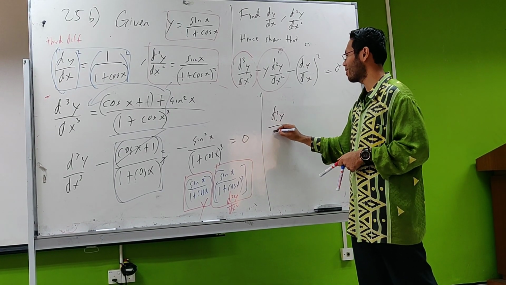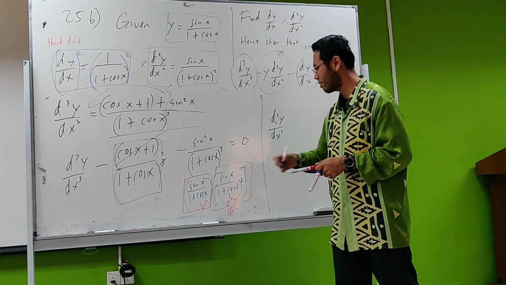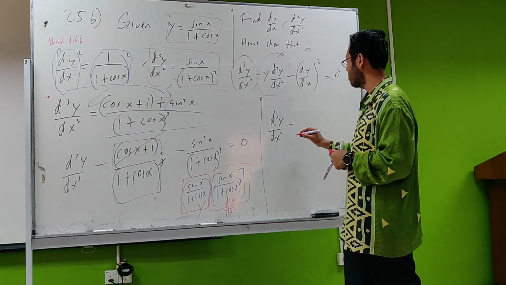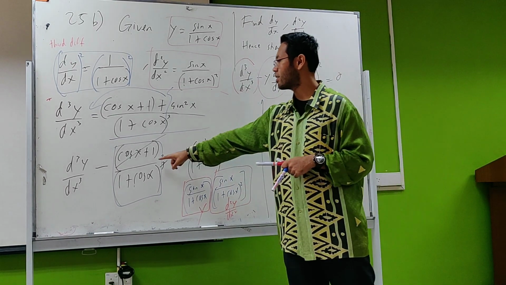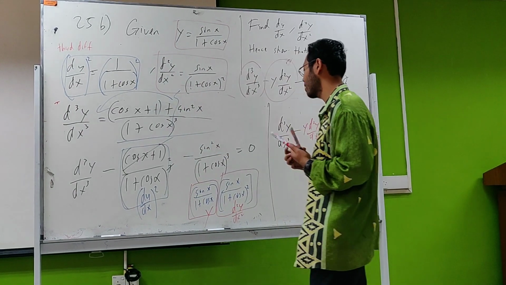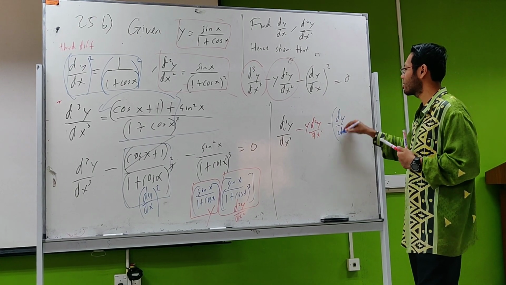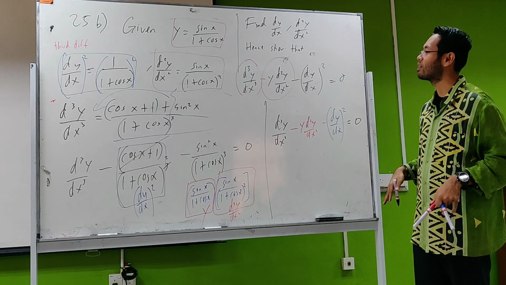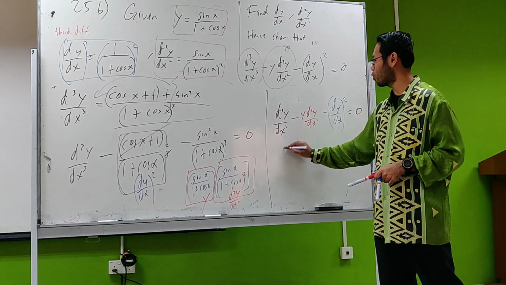So d cube y dx cube, this one, minus y d squared y dx squared. This thing here is dy dx squared, minus dy dx squared, equals 0. Of course, in exams, please write them properly. I don't have enough space for me to continue. Okay, so shown.